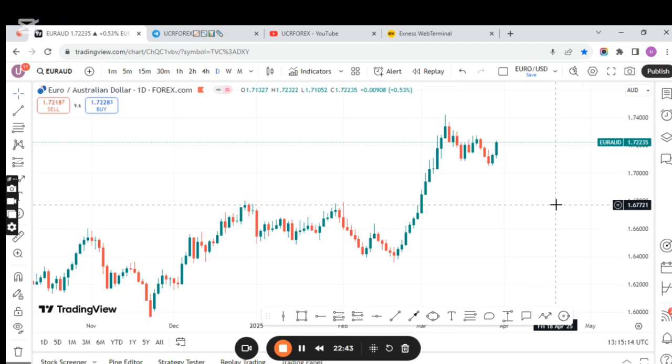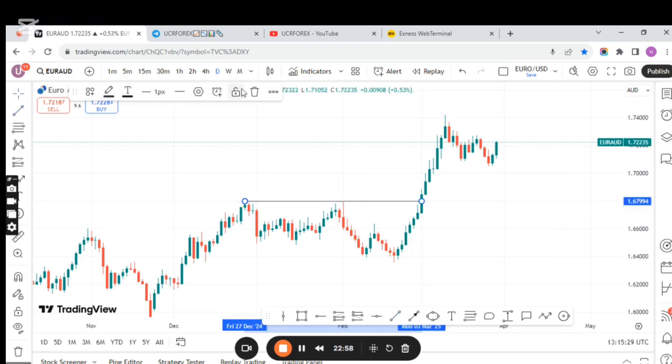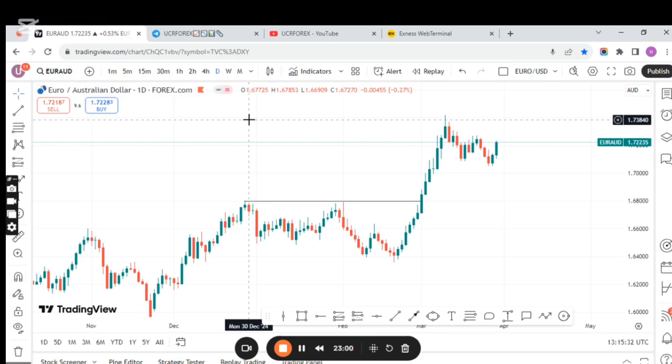So what is Euro AUD doing on a daily time frame? By mainly looking at the chart, the market is bullish. As we can see, the market has actually broken structure to the upside like this. The market is clearly bullish on a daily time frame. So what are we expected to do on a 4 hour time frame? We are just expected to mark out our point of interest.